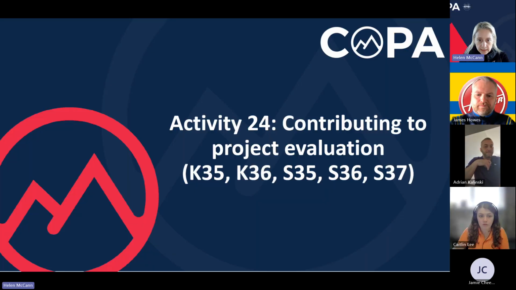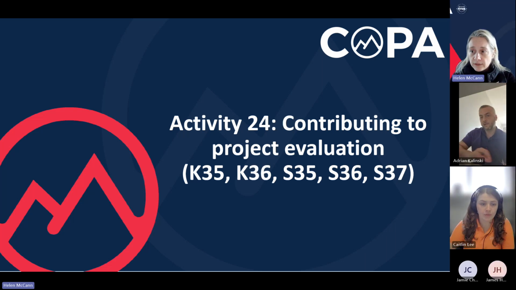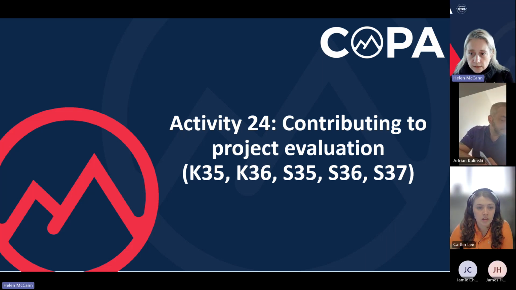So last one then is activity 24. We'll go over 24, same principles as the last ones, and then we'll have a little look at duty 9. So activity 24 is contributing to project evaluation. The activity should focus on presenting and communicating findings effectively to stakeholders and decision makers.